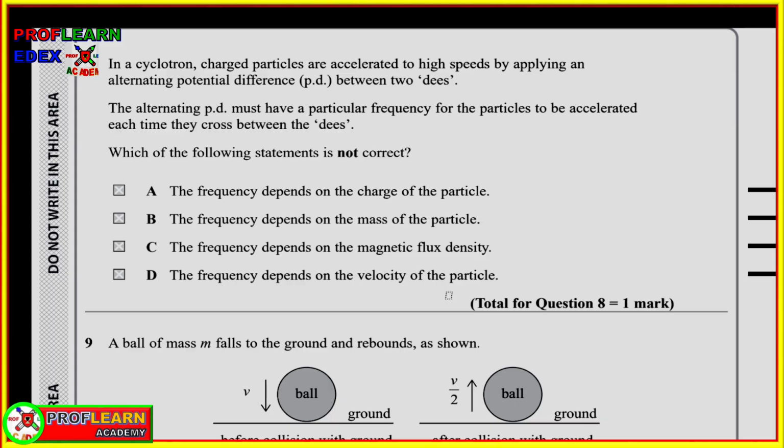And A is not correct because frequency depends on the charge. And remember, this question is asking us to identify what is not correct. So which means that A is true. Frequency depends on the mass of the particle. Frequency depends on the magnetic field flux intensity. So the frequency depends on the velocity of the particle. That one is the statement which is incorrect in this case. The statement that is incorrect in this case is basically D. D is incorrect.